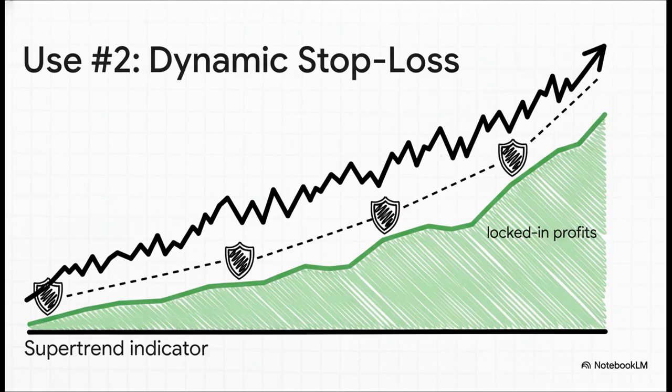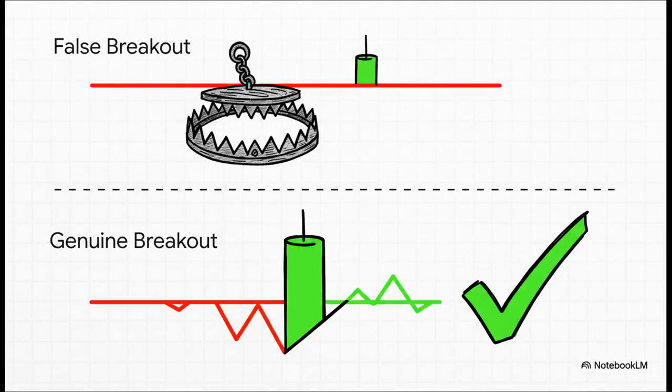And the best part? Since it's based on volatility, it automatically gives your trade more room to breathe when the market's wild, and it tightens up when things are quiet. It's smart risk management. And number 3, use it to filter breakouts.